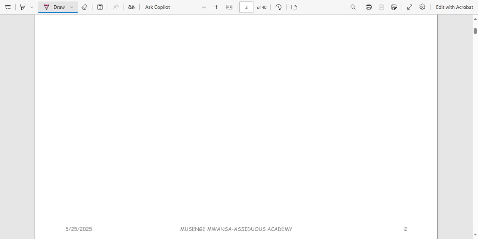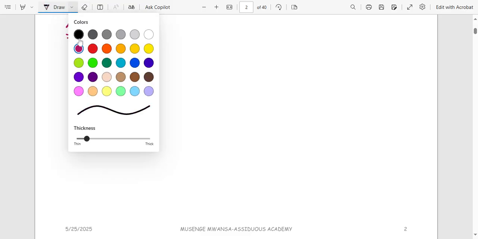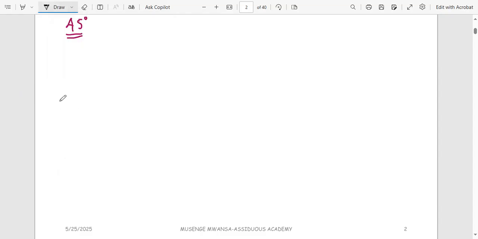Those you understand from a graph. I'll mention something about them. So let's start with the 45 degrees special angle. Now, for you to find the special angle for 45 degrees, what you use is known as an isosceles triangle.